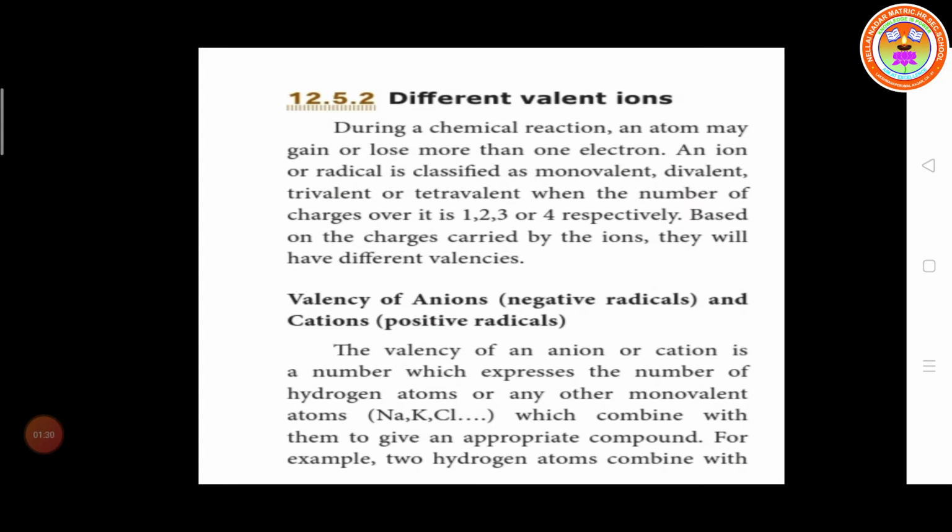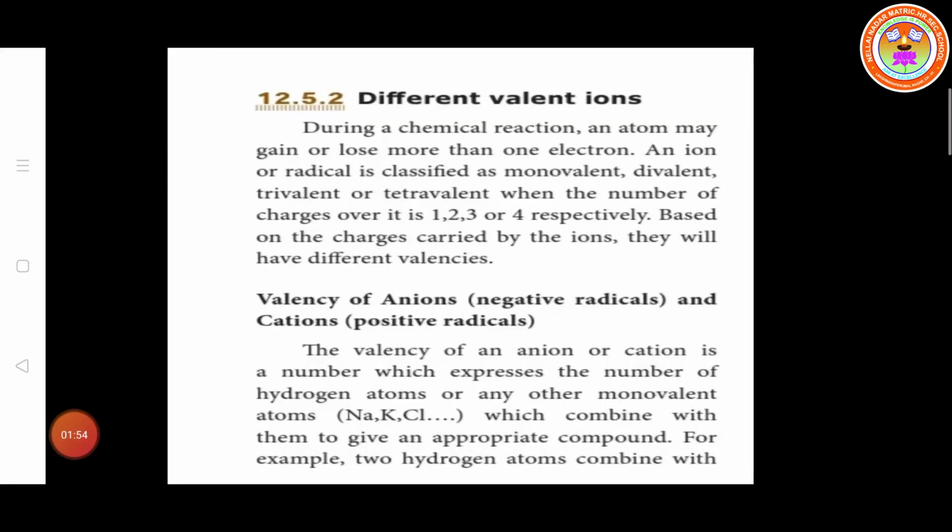Now the valency of anion and cation. Anion means negatively charged radical. Cation means positively charged radical. The valency of an anion or cation is a number which expresses the number of hydrogen atoms or any other monovalent atoms it combines with. For example, hydrogen is unipositive. Hydrogen exists as H+, it has one positive charge.